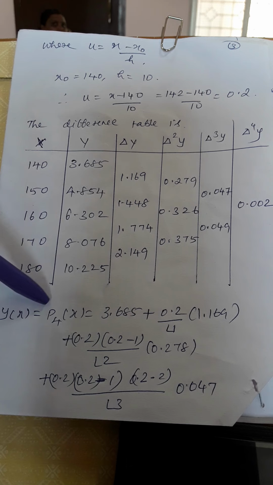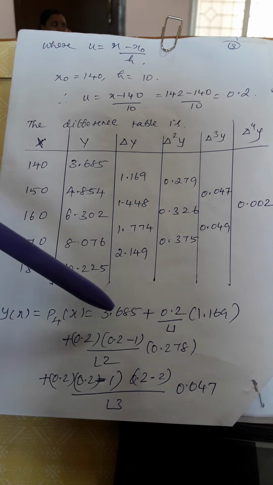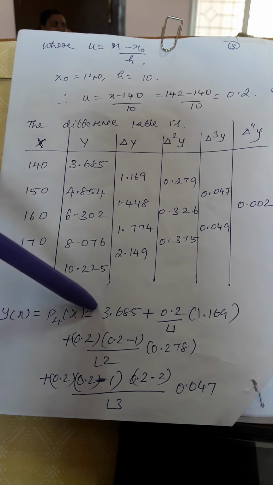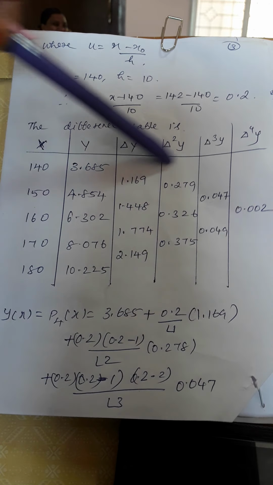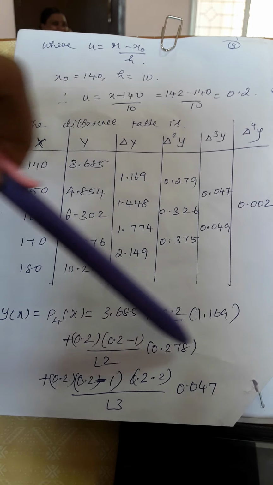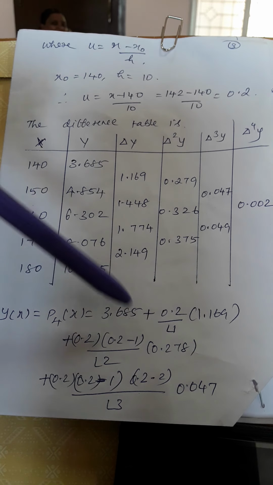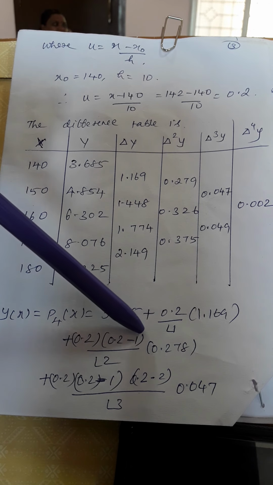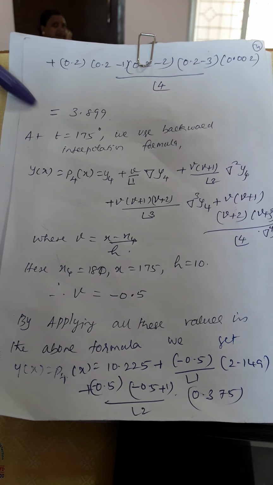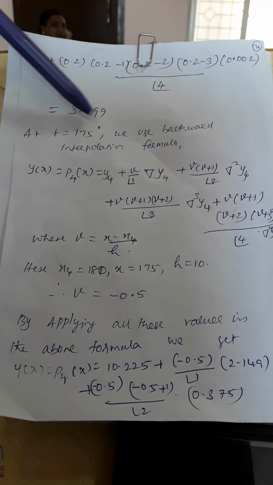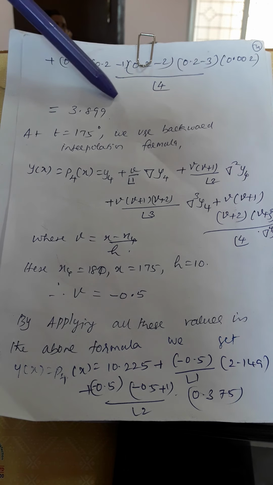y of x equal to p4 of x equal to, as already explained. The first value is y0, so this value is given here. All these values according to the formula are written over here. We can calculate using calculators. By calculating likewise, we get the y of x value as 3.899.